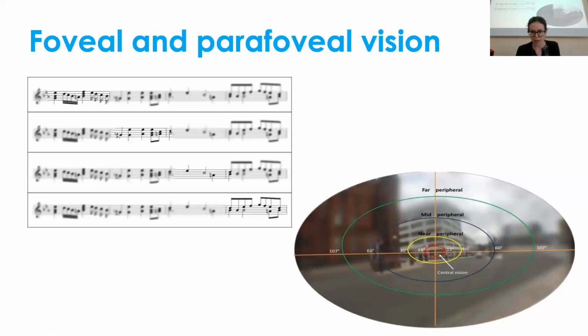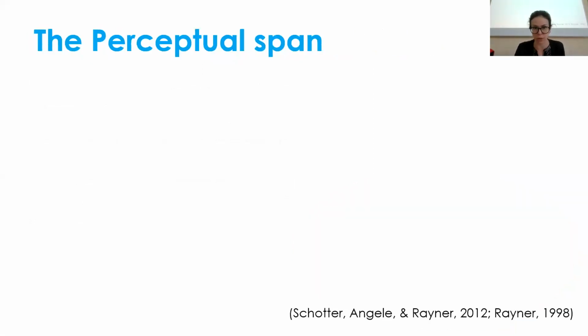So inside the red circle here, we have foveal vision. Then between the red and the yellow, we would have parafoveal vision. And then all of this space is peripheral, and it can be divided into near, mid, and far periphery. And obviously, the amount of information that we can process diminishes as we get to the periphery.